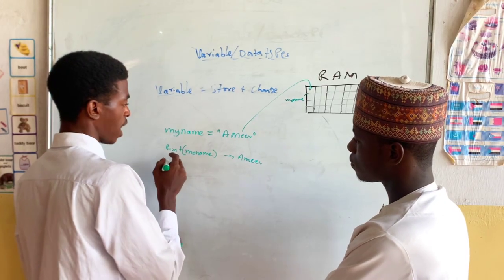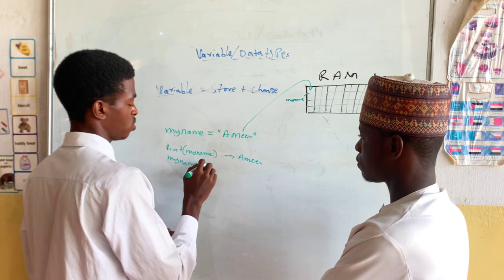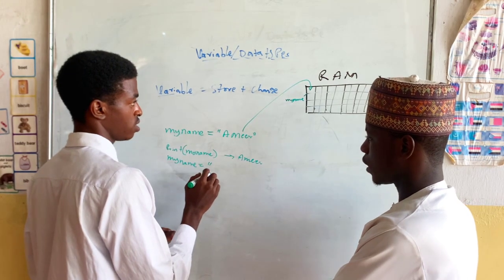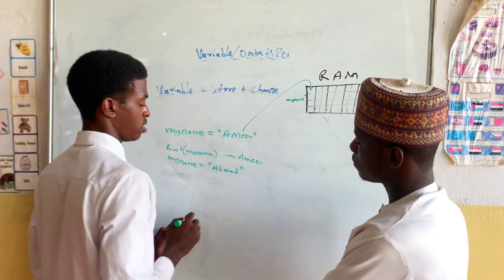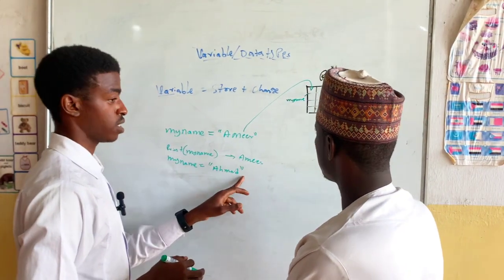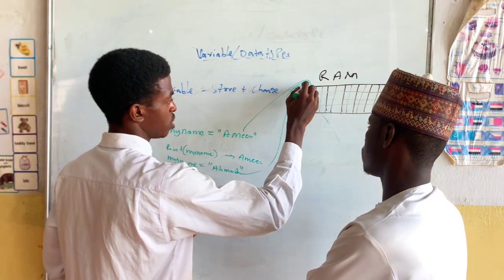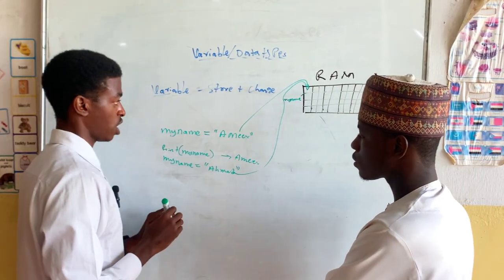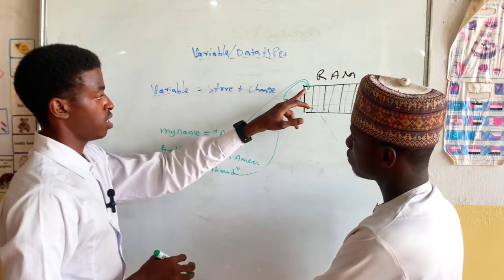Then if I like, I can change what's inside. Like I said, my name now equals what? What name should I use? I can put Ahmad. So now the name changed from Amir to what? Ahmad. And then yes, exactly. Then here it is going to be changed to what? To Ahmad. So that's the reason why it's called what? Store and change.